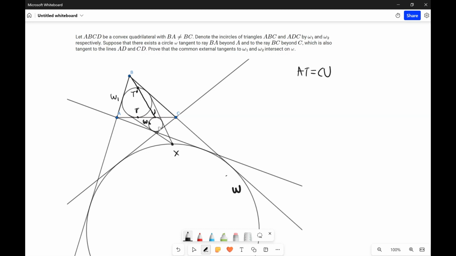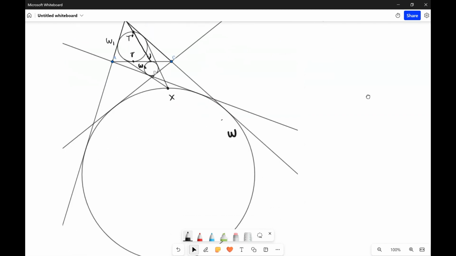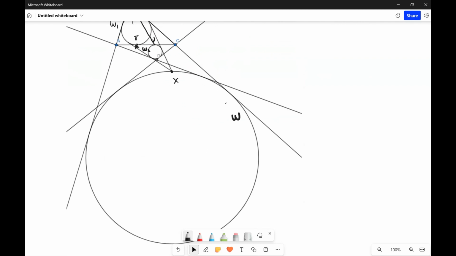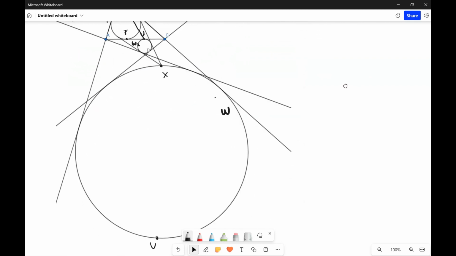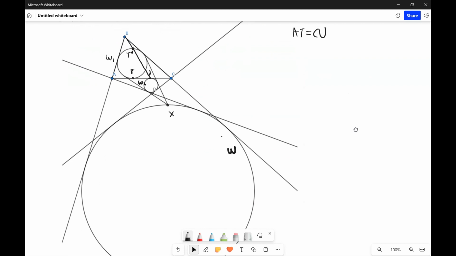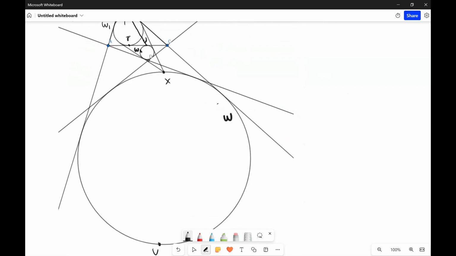And now here's where the real fun begins. We can now use a bunch of homotheties. First, we try looking at homothety centered at B, which maps omega to omega 1. This means that if we let V be the bottom point here, because T is the bottom point here, let's go ahead and let that be V. Then a homothety sending omega to omega 1 sends V all the way to point T because the bottom points are mapped to each other. So omega to omega 1 brings V to the point T.